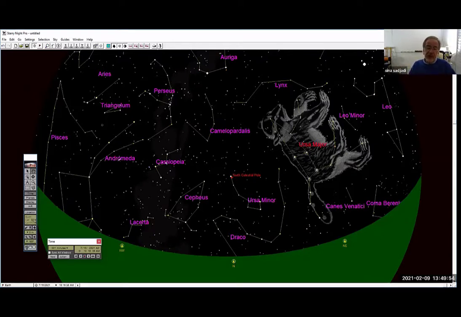And in England, they call it the plow. It kind of looks like a plow. You grab this and you dig the dirt like that. So if you go five times the distance between these two stars, they point to the North Star. And so you find the North Star, you find yourself the North Celestial Pole. This is where the axis of the Earth is pointing to, where you're at.